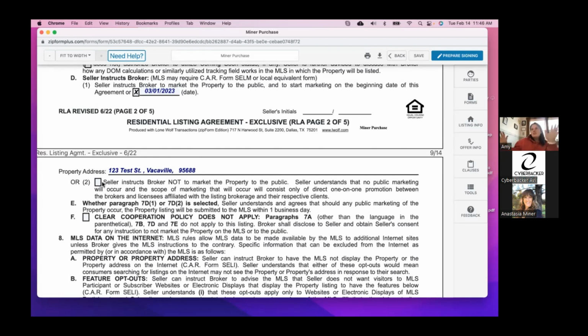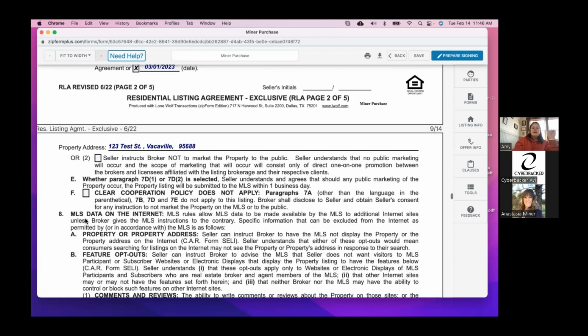Now, keep in mind, we can always change this. So if you're like, hey, we don't want to put it on the market yet, we're just going to mark that we're not ever putting it on the market, then we can always come back with a modification of terms and put seller instructs broker to market the property to the public beginning on blank date. So it really doesn't matter.